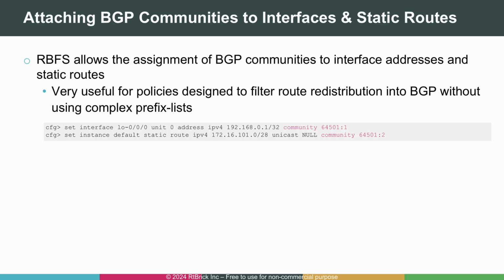To make operations easier and avoid relying too heavily on IP prefix lists, RBFS offers a convenient feature: you can assign communities directly to an interface IP address or to a static route. This is especially useful because interface addresses and static routes tend to vary across routers, while communities often remain consistent. That means your policies can be written in a more generic and reusable way, making management simpler and more scalable.